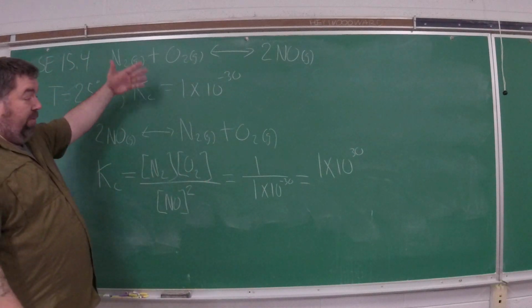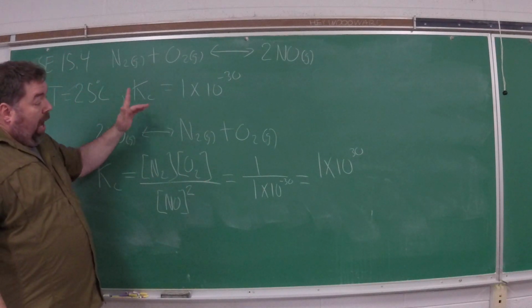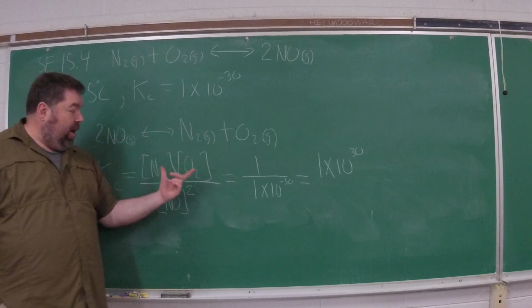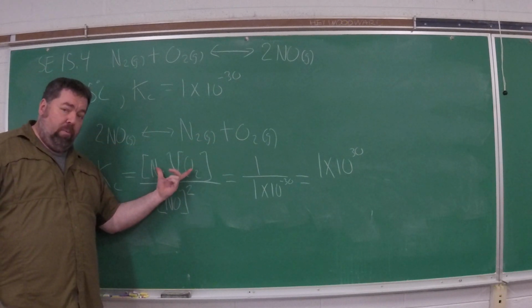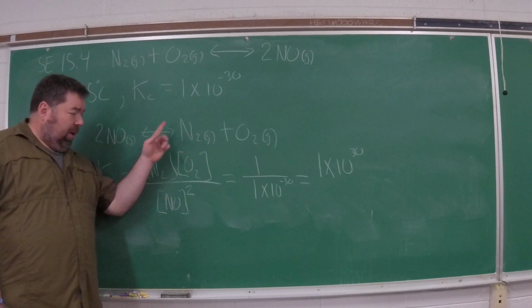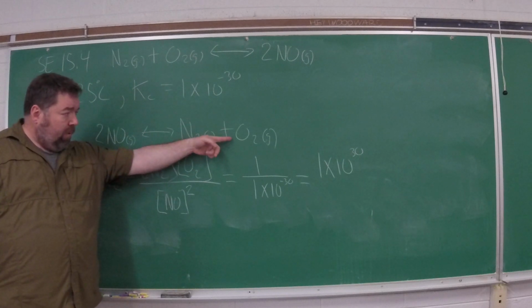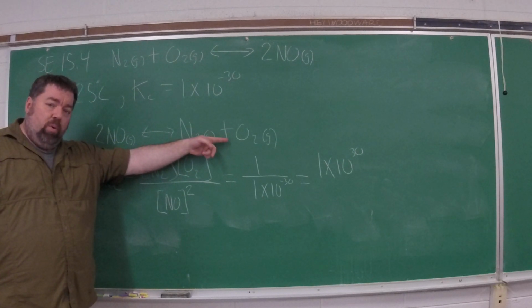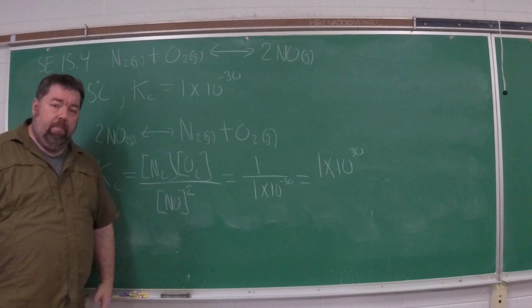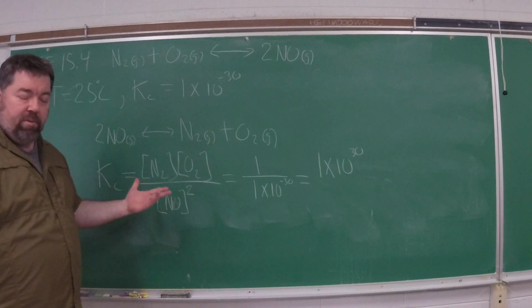So in this case, we reversed our reaction, and our Kc is really large, meaning that this is a really, really large number, and this is a really small number. Since we reversed our reaction, now the equilibrium lies with the products, okay? Again, I hope that's understandable.